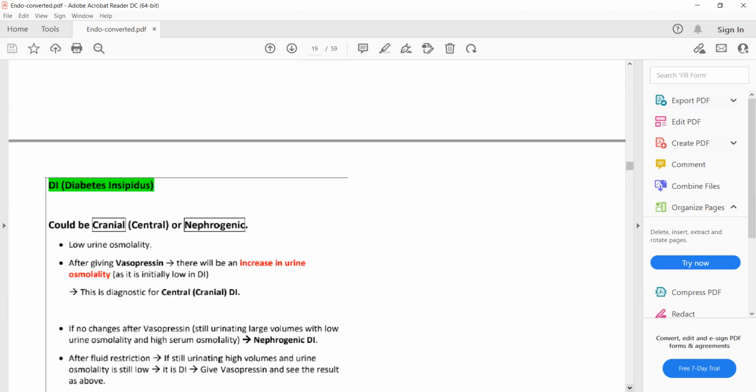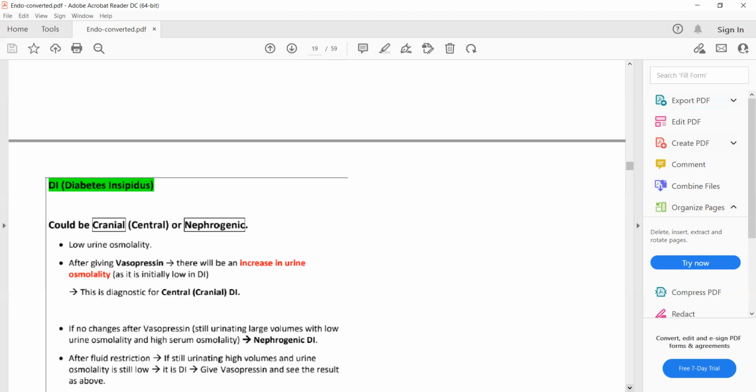Now, the third test that we need to do to differentiate between cranial diabetes insipidus and nephrogenic diabetes insipidus is giving the person an ADH analog such as vasopressin. So if after giving vasopressin, urine osmolality increases, then it is cranial diabetes insipidus. And if it's still decreased even after giving vasopressin, then it is nephrogenic diabetes insipidus.